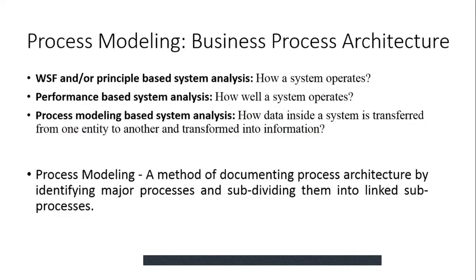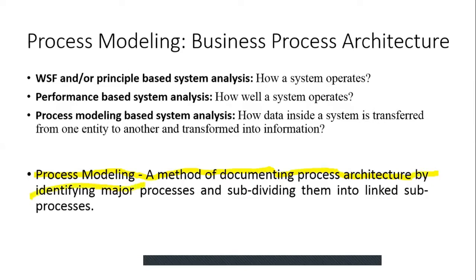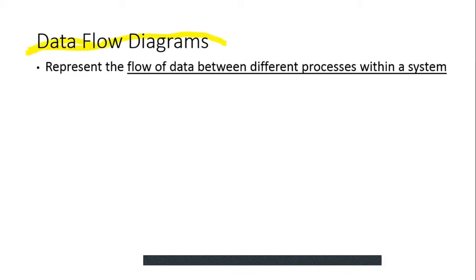To understand this method, let's first understand the meaning of the term process modeling. Process modeling describes a method of documenting the process architecture. In this method, we identify major processes and then we subdivide the major processes into their associated sub-processes. The most popular method of process modeling is the data flow diagram. As the name suggests, it represents the flow of data between different processes within a system.